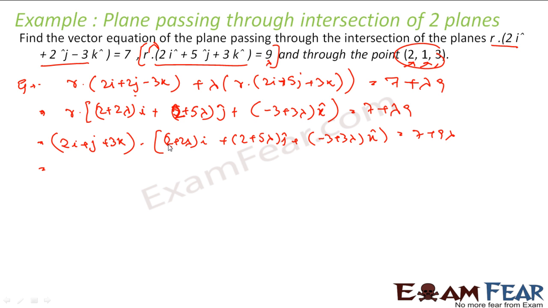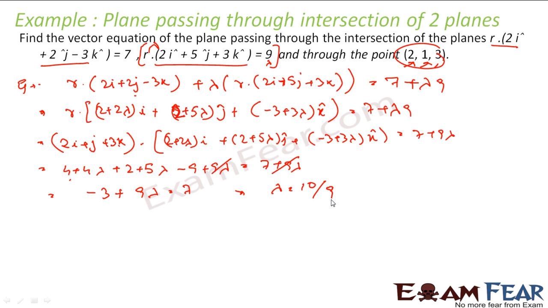You solve this: 2 into this becomes 4 plus 4 lambda, 1 into this becomes 2 plus 5 lambda, 3 into this becomes minus 9 plus 9 lambda, right? This is nothing but 7 plus 9 lambda. The lambda terms get cancelled. So what you get is 4 plus 2 is 6, minus 9 is minus 3. Minus 3 plus 4 plus 5 lambda is equal to 7, or you get lambda as 7 plus 3, 10 by 9. So you got the lambda of 10 by 9.